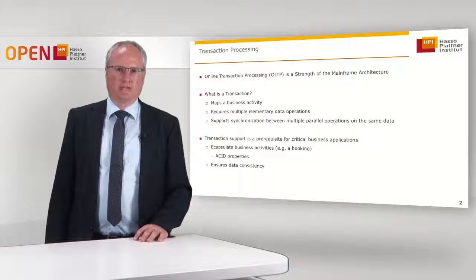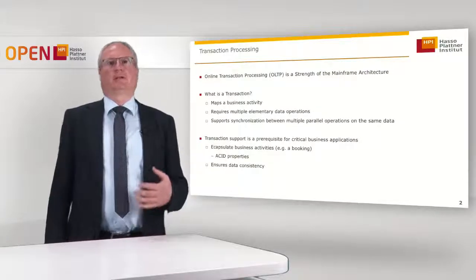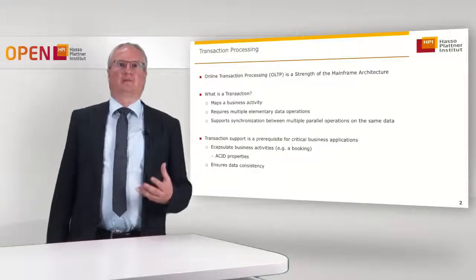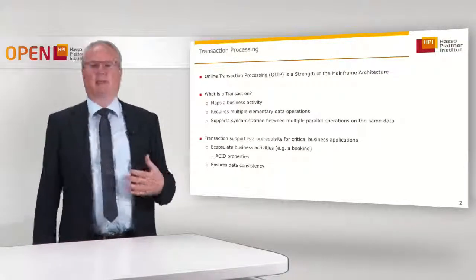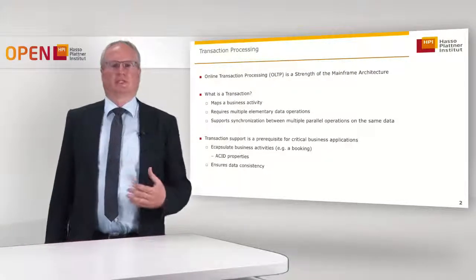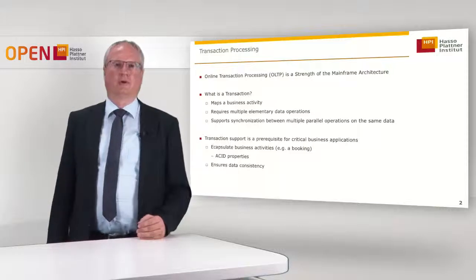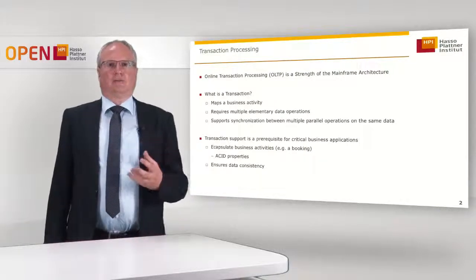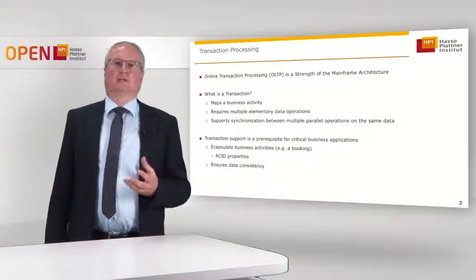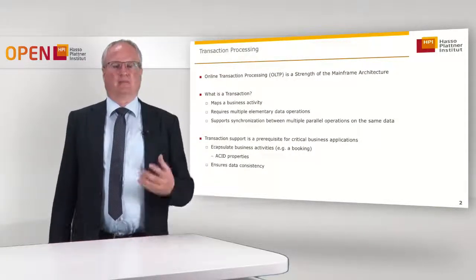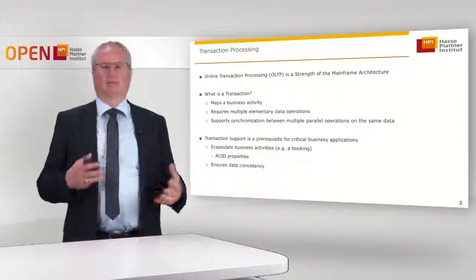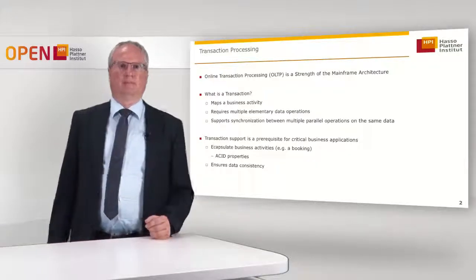When we talk about transaction processing, first we should understand what actually a transaction is. We know that the mainframe is the classical platform for implementing high throughput transaction systems. We discussed this also earlier. Online transaction processing, or OLTP, is therefore a typical strength of the mainframe environment, of the mainframe architecture. We discussed already why this is the case regarding the hardware and I/O system and so on.